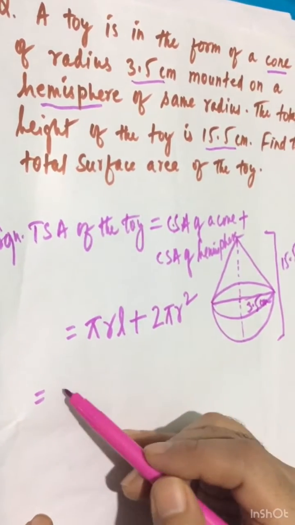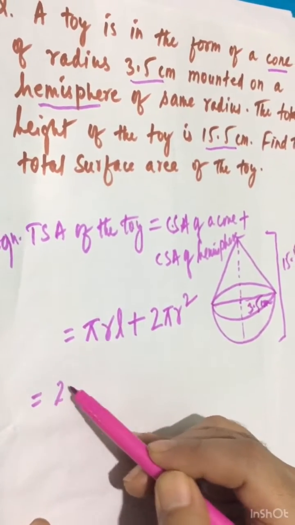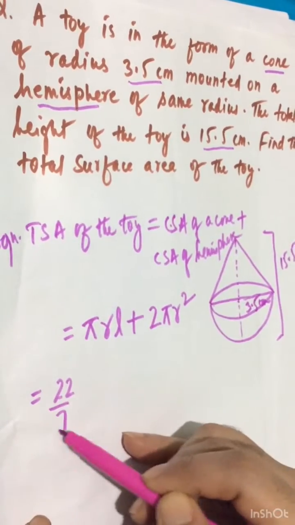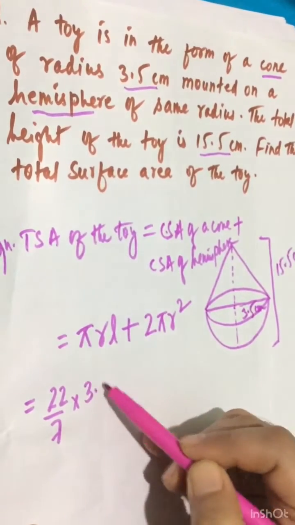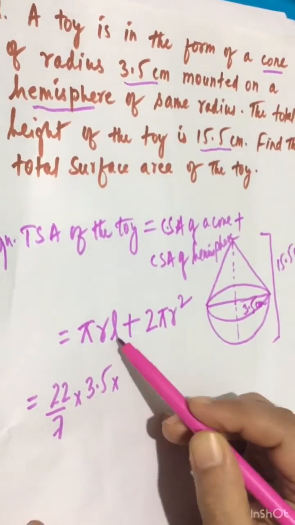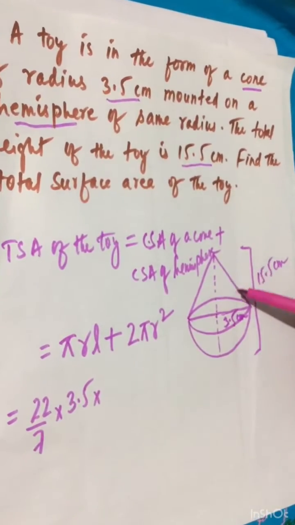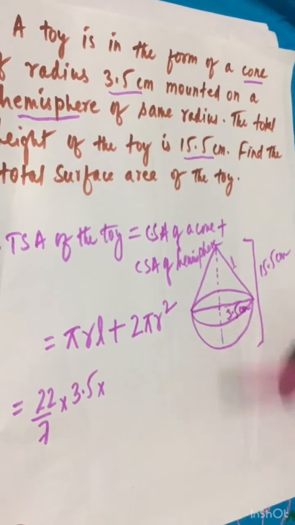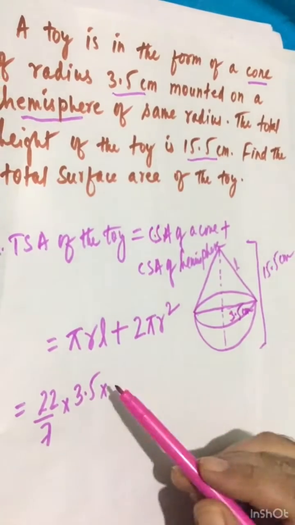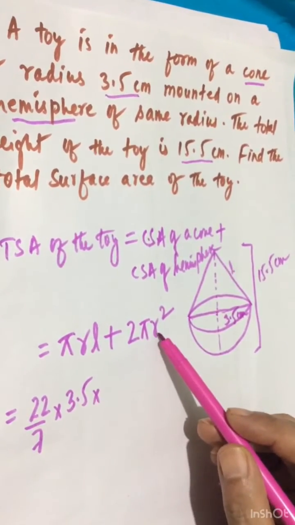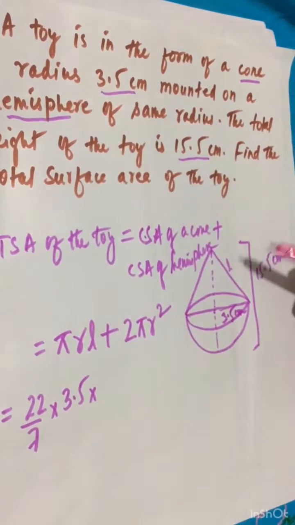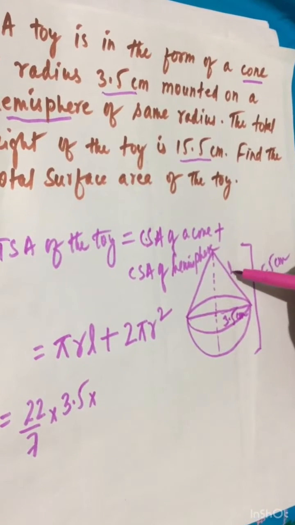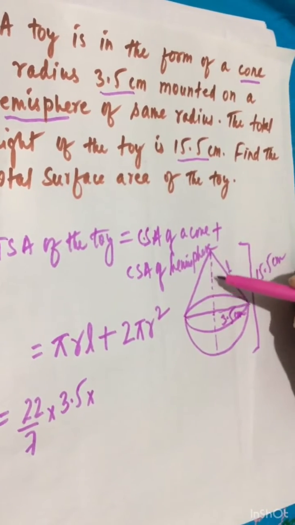So let us put the value of pi as 22 by 7. Radius is given as 3.5. The slant height of the cone is not given, that means we need to find it out. So now we need to find L, that is the slant height. To find the slant height, we need to know the height of the cone, h.